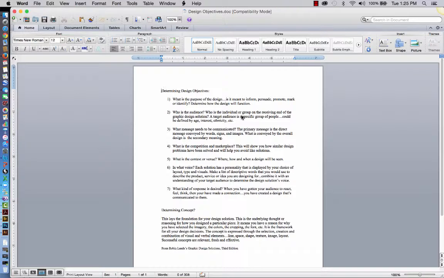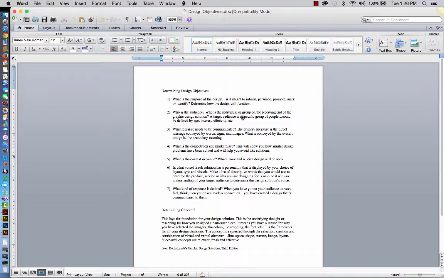The concept. I wrote just a brief paragraph on the concept, or Robin Landa probably wrote this. I probably just copied it, but that's why I gave her credit at the end of the paragraph. The concept determines how you make the choices of color, typeface, imagery, and so forth. The overall concept is the foundation for your design.